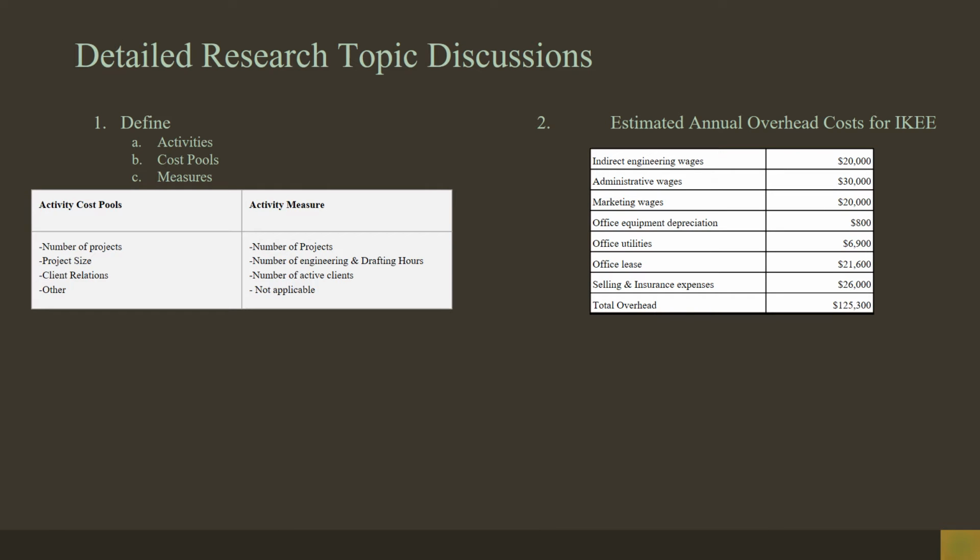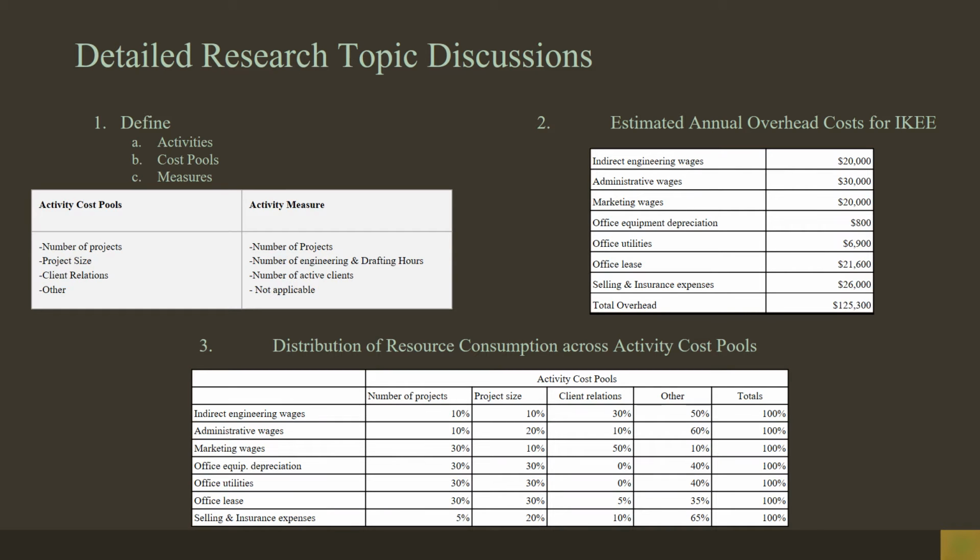The second step was to estimate the annual overhead costs for a small firm like IKE, and this was done using internet research as well as other industry averages. For instance, office utilities and office lease were calculated using the values typically found in the Central Valley. The third step was to develop the distribution of resource consumption matrix across all activity cost pools. This was done using previous experience as well as a little bit of guesswork to come up with this table.